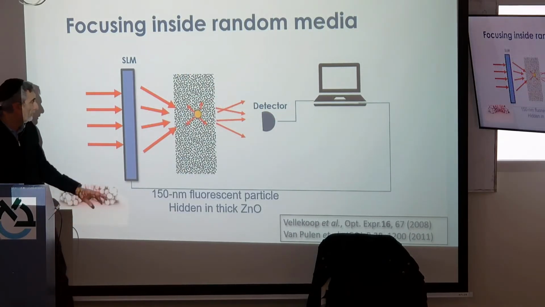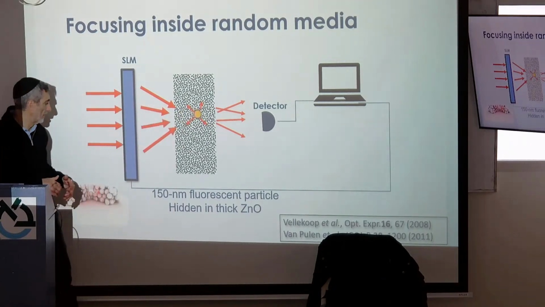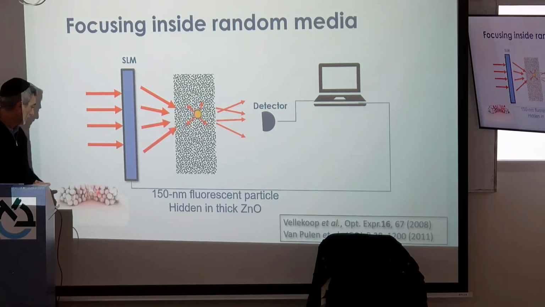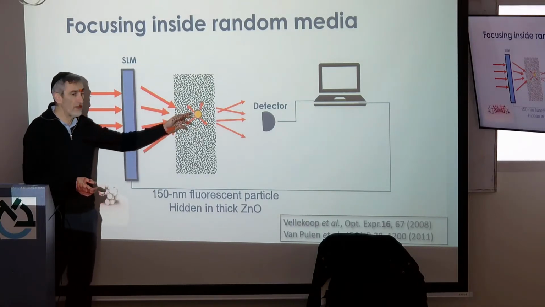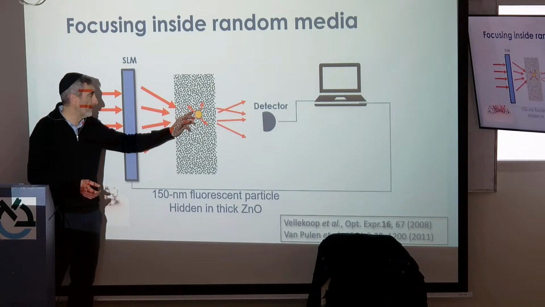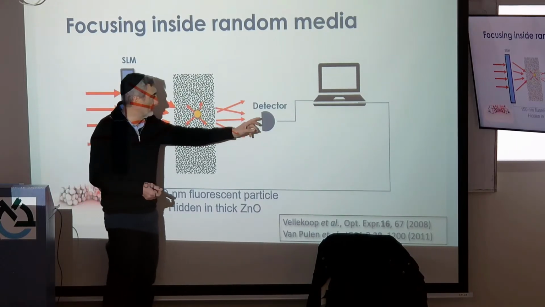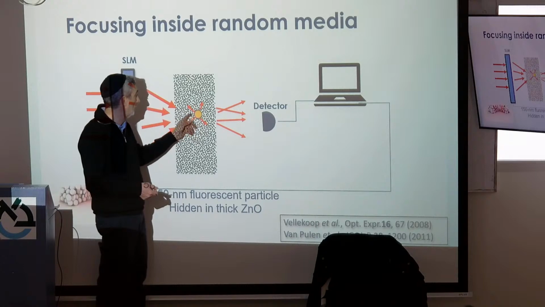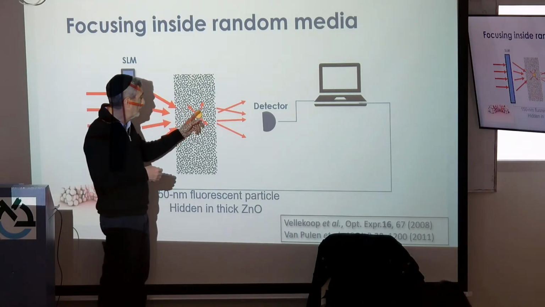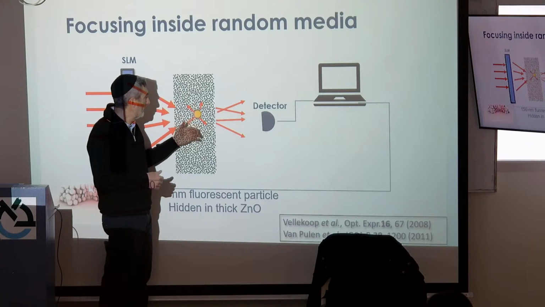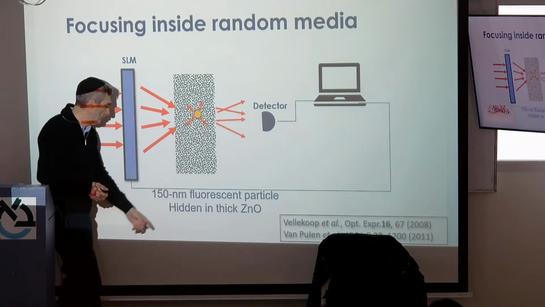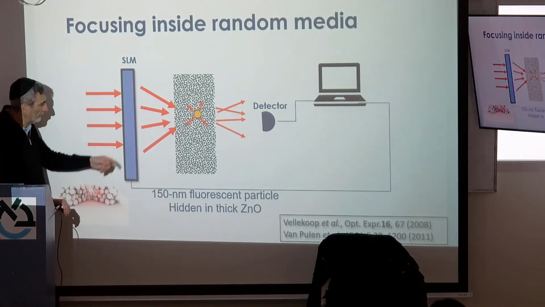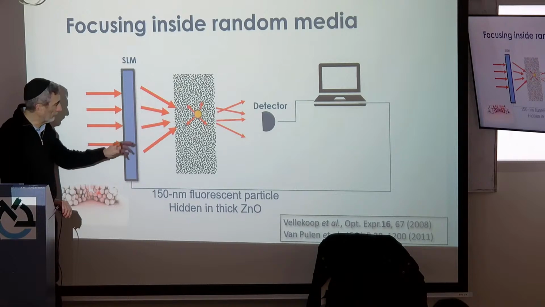If you can put inside the medium some fluorescent element, like here, you see the small dot here, you can use the light that is re-emitted by the fluorescent object as the target. Let's say you want to focus on this position, so you want to maximize the light that is re-emitted by this object. You detect the emitted light, and again you can use a feedback loop to optimize the focus inside the sample.